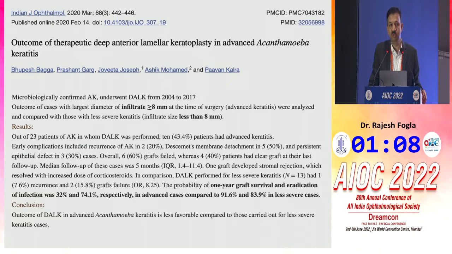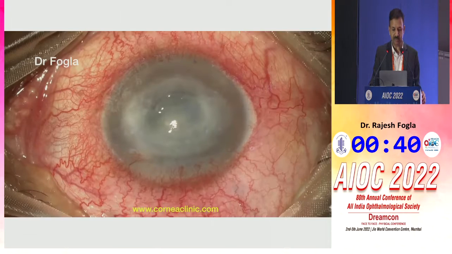So they divided them into two groups, advanced acanthamoeba keratitis versus early acanthamoeba keratitis, depending on the size of the infiltrate, whether it was more than 8 millimeters or less than 8 millimeters. They found that the 1-year graft survival and the eradication of infection were much better when the infection was less than 8 millimeters. So the basic thing is that if you want to do a therapeutic DALK, you have to take the decision relatively early, before the infection has spread to the peripheral limbus.